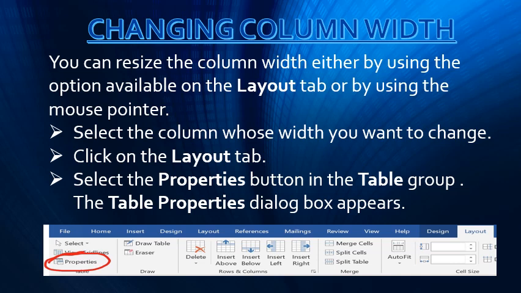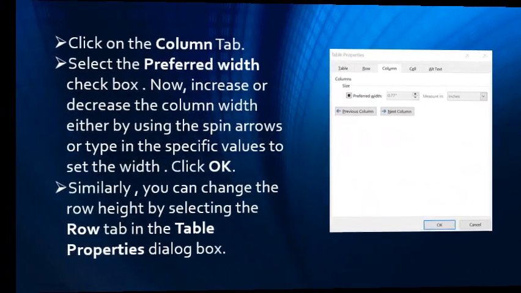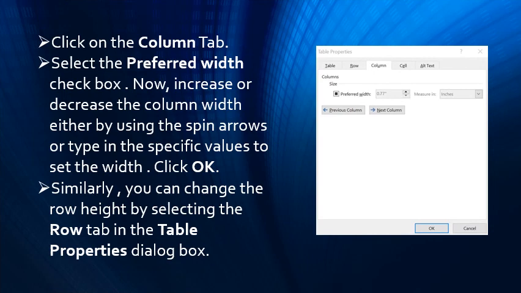First, we have to select the column whose width you want to change. Click on the layout tab. Select the properties button as shown over here in the table group. The table properties dialog box will appear like this. This kind of dialog box will appear.